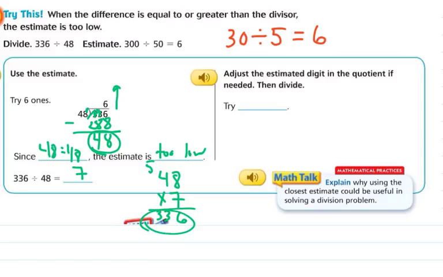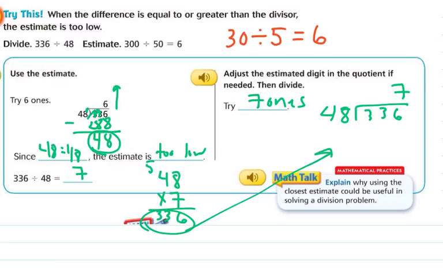So now we are going to try estimating the digit in the quotient if needed, and then we're going to divide. We tried our 7 ones, and we checked with our multiplication. But let's just check with our division as well. So we have 48 divided into 336. Now we have 7 times 48, which we knew, we checked our answer down there, was 336. And we see that there was no remainder, so we know that 7 works for this problem.